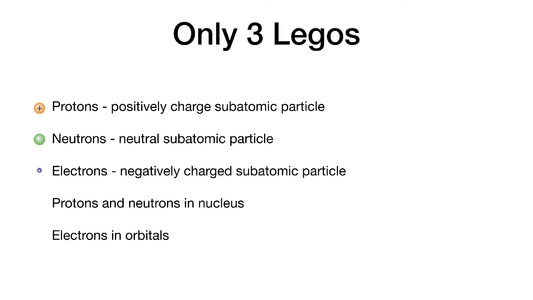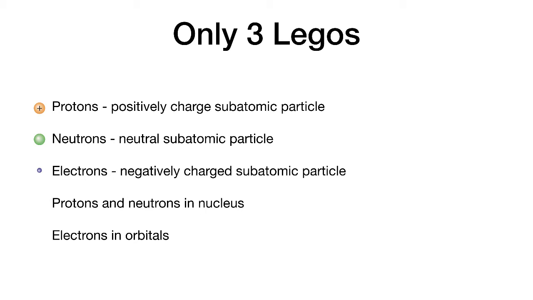Now, we're going to talk about the structure of living things. And we're going to start at the very beginning, because in my mind, there's no reason to hide anything. This is simple. The Legos that build everything in the universe and every living thing are three basic particles: protons, which are positively charged subatomic particles; neutrons, which are neutral subatomic particles; and electrons, which are negatively charged subatomic particles.